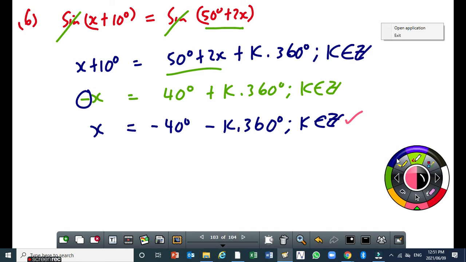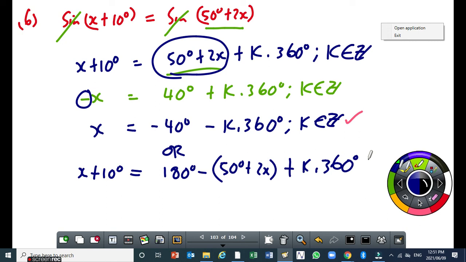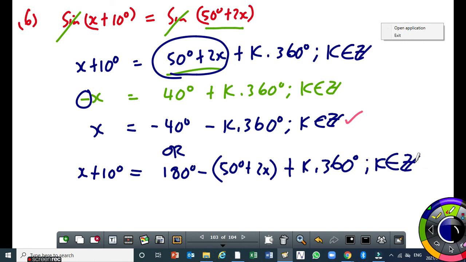The second one, I have to subtract this angle here from 180 degrees. So I'll say, or x plus 10 degrees is equal to 180 minus 50 degrees plus 2x plus k times 360 degrees, where k is an integer. So this will give me x plus 10 degrees equal to, if I subtract here, 130 degrees minus 2x plus k times 360, where k is an integer.